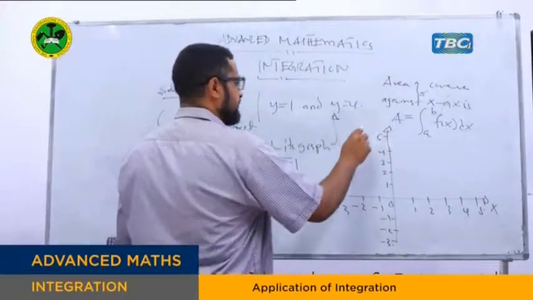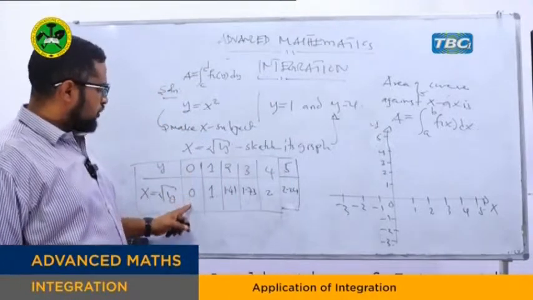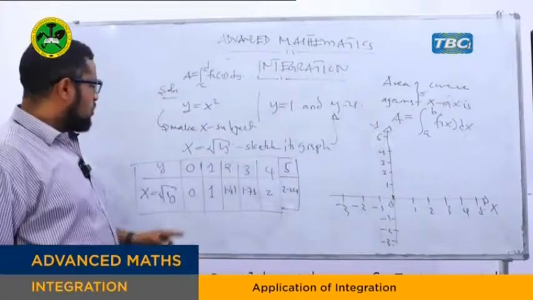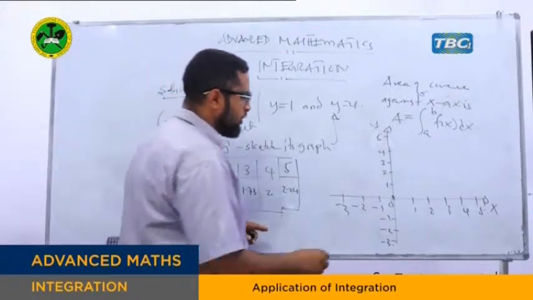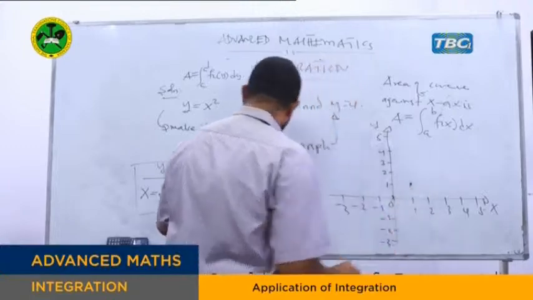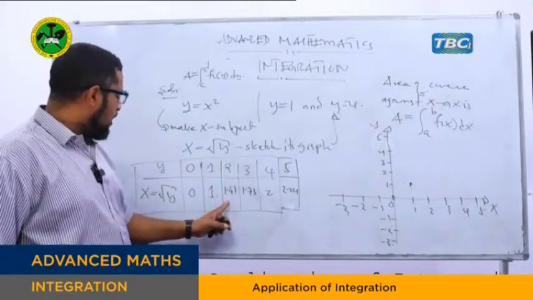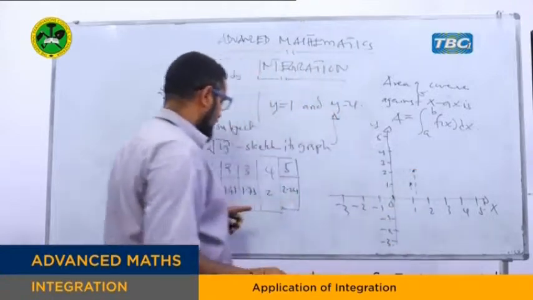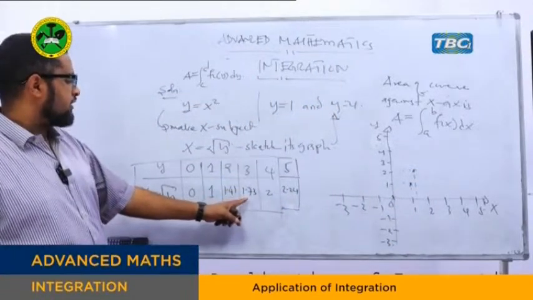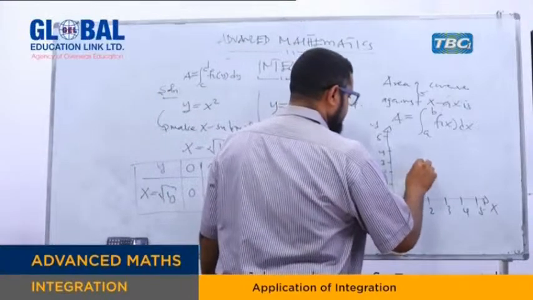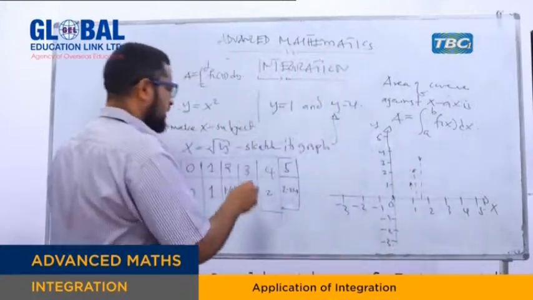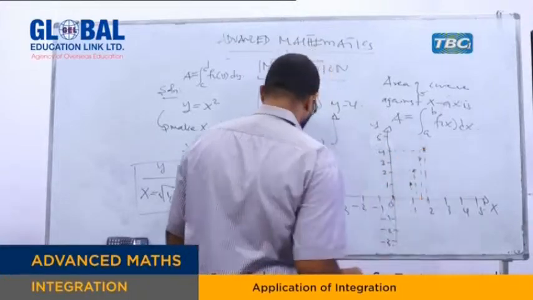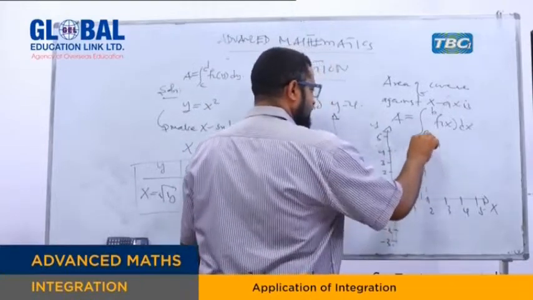Thereafter, we start to plot. When y equal to 0, x is also equal to 0. The point will be there. When y is equal to 1, x is also equal to 1. When y is equal to 2, the value of x is 1.4. And when y equal to 3, the x value is 1.73. When y equal to 4, the value of x is equal to 2. Then y equal to 5, so the graph will be of this nature.